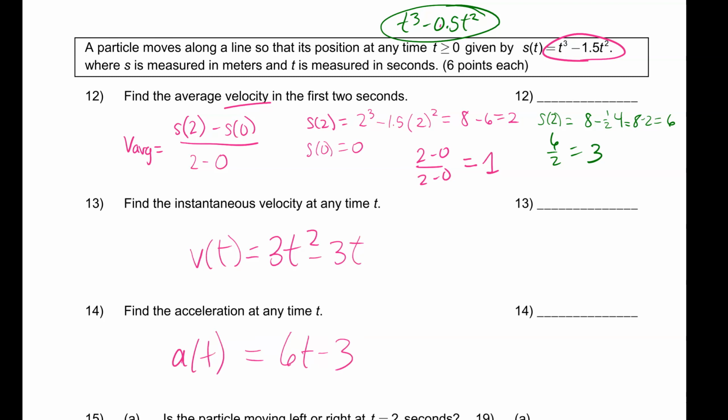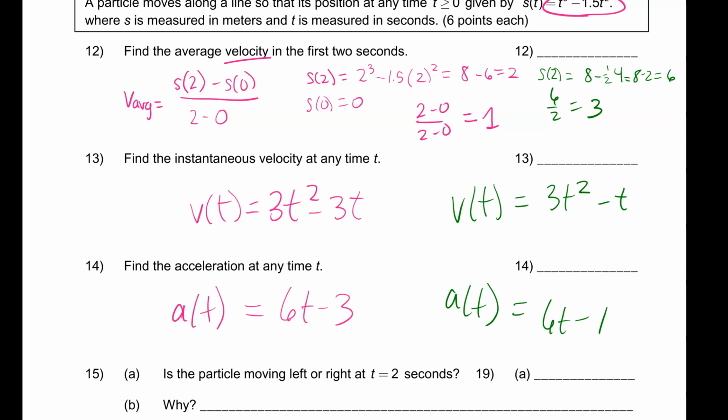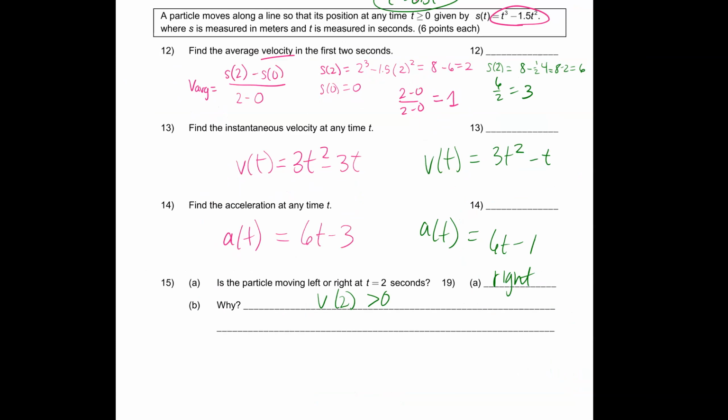Versus the other version, where v of t is going to be 3t squared minus t, because 1/2 times 2 is just 1. A of t is just going to be 6t minus 1. Both particles are moving right because the velocity is greater than 0. V of 2 was greater than 0. Pretty much every reasoning made sense. I don't think anyone missed that. 15.